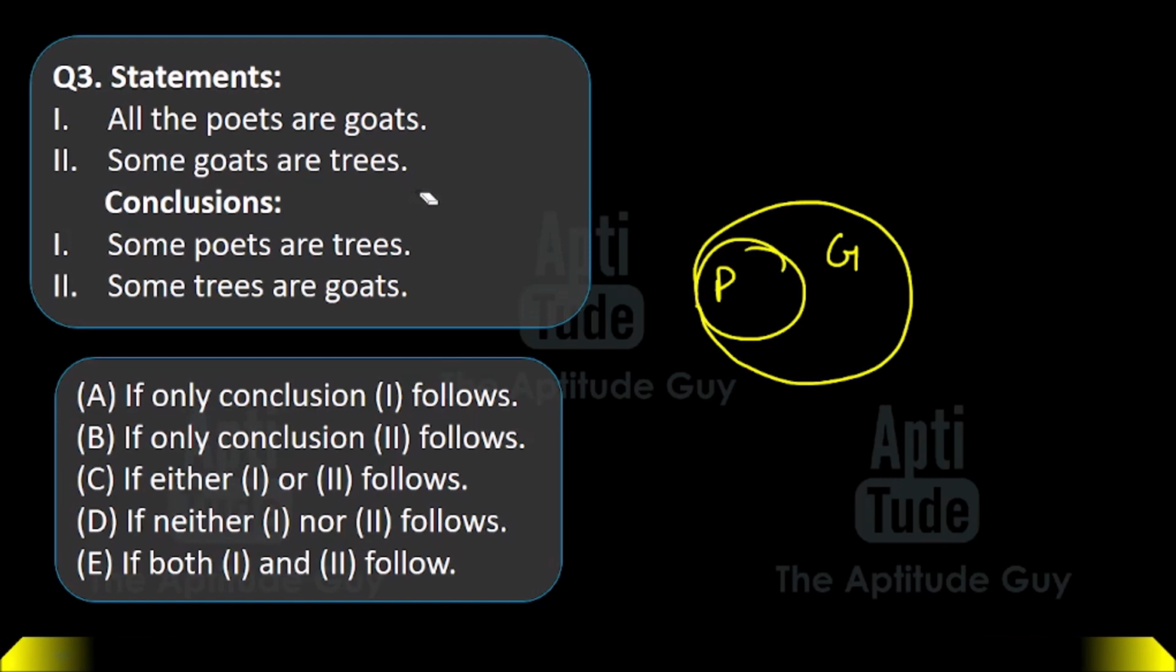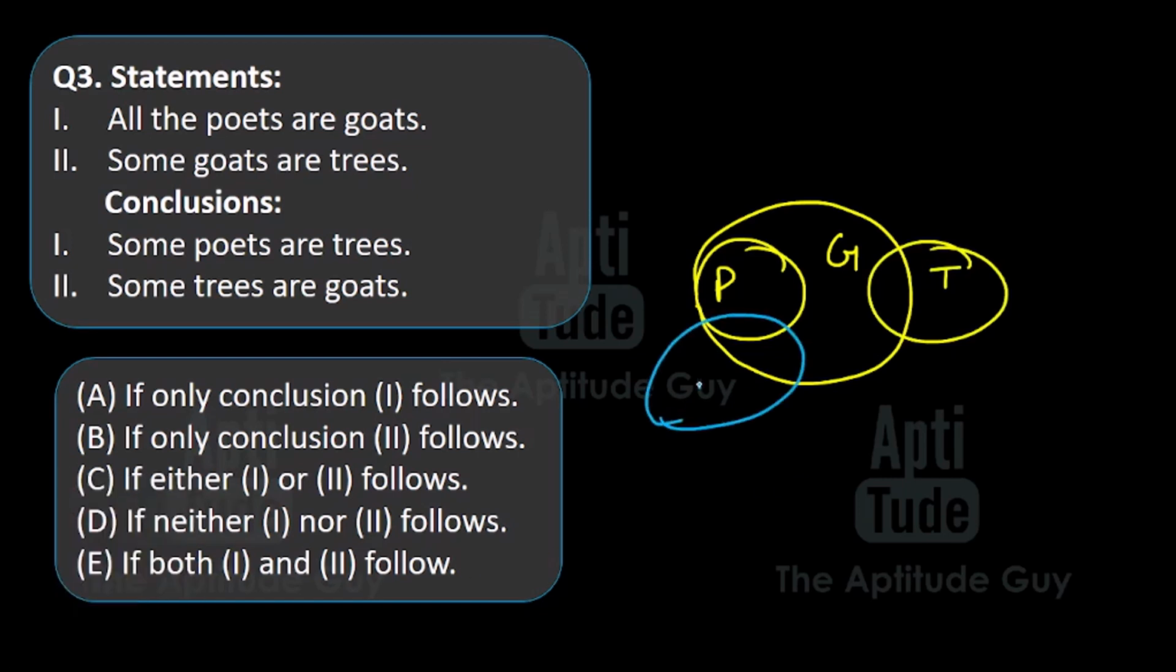This is interesting. One possibility is that some goats are trees like this. And another possibility is that some goats are trees like this. What is the difference between both the possibilities? In the yellow one, there is no connection between poets and trees. And in the blue one, there is some connection between poets and trees. Both are possible because we have no idea, right? So we need to consider both.